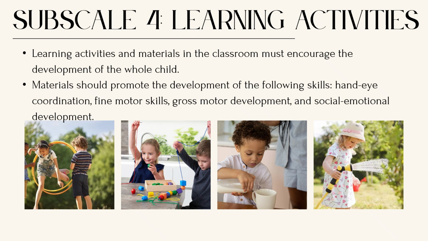In a high quality preschool setting, there should be at least 5 clearly defined interest centers that encourage the development of the whole child. All of the materials in the classroom should include a purpose. They should be used to encourage kids to develop their hand-eye coordination, their fine motor skills, gross motor development, and social emotional development. For example, the toys outside on the playground, they should have hula hoops and tricycles. They should be able to climb and strengthen those gross motor muscles.